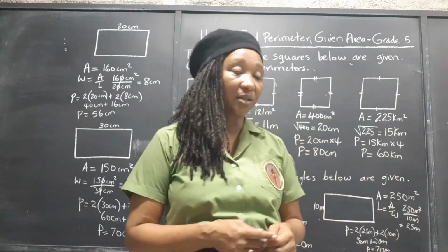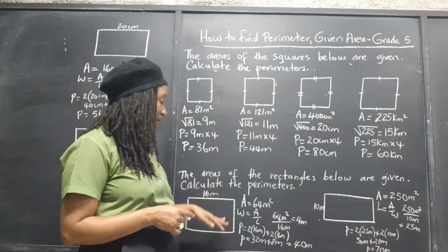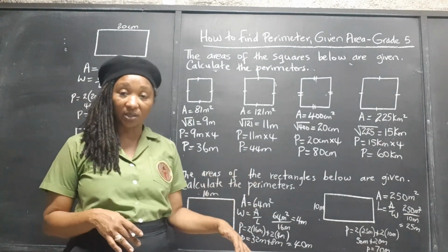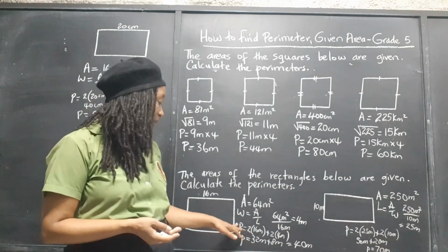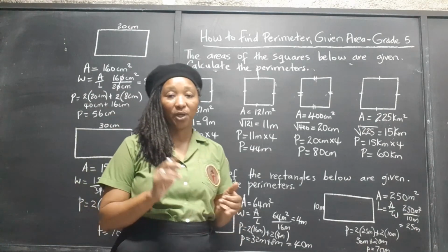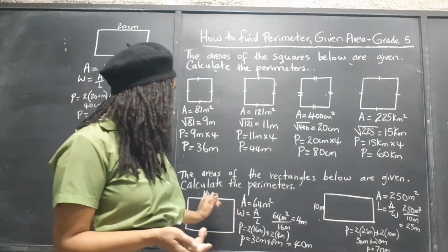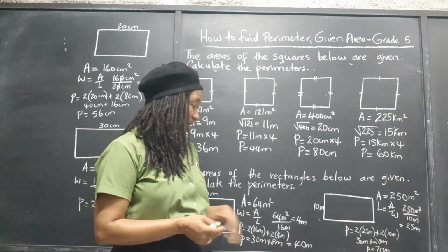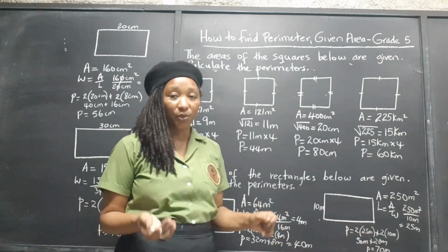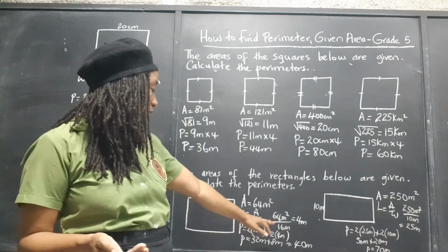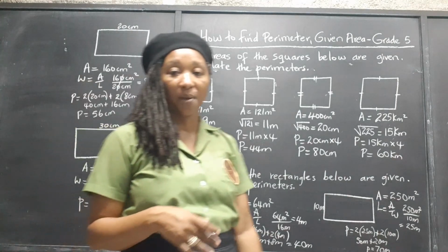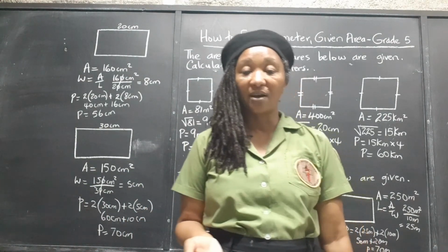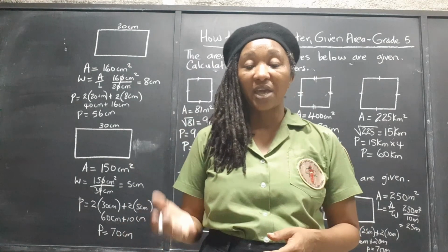For other rectangles where the length is different from the width, whichever one we're given, divide it into the area to get the other one, and then just work for the perimeter: 2 times the length plus 2 times the width. Or if you want to add all the sides, you'll get your answers just the same. But you can use the formula 2 times the length plus 2 times the width, and you'll get your perimeter. So that's it for finding the perimeter of rectangles given the area.